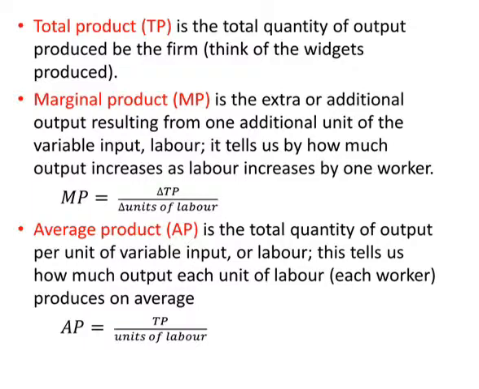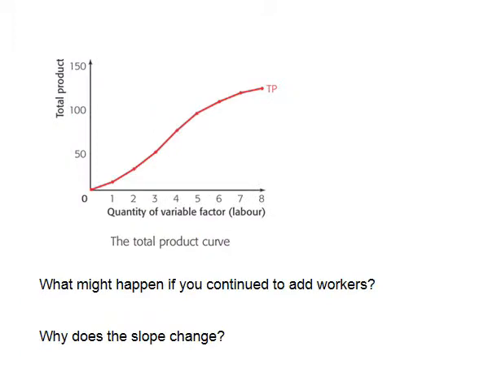However, we don't always do these nice jumps from 1 to 2 to 3 workers. If it's not going up by simply 1 unit of variable input, we have to then divide by the change in the units of the variable input, or in the case of the paper chains, of labor. The average product is nothing more than the total product divided by the units of the variable input, or in our example, labor.